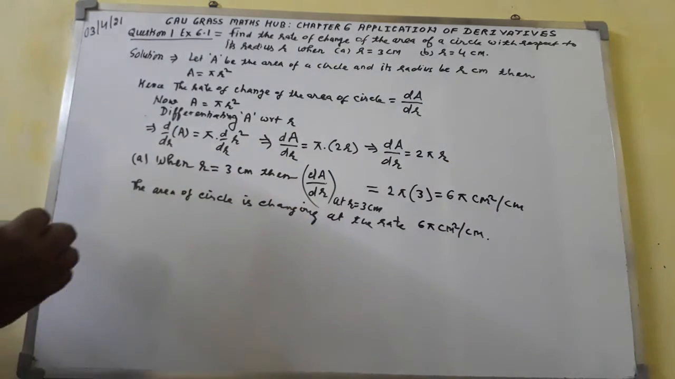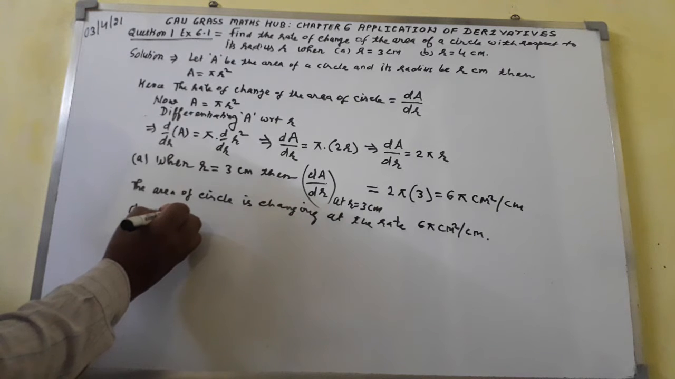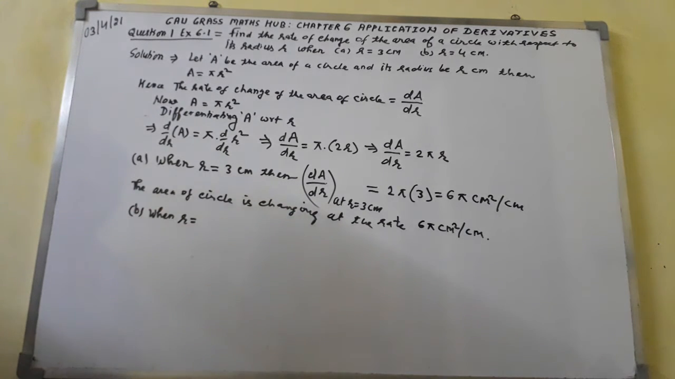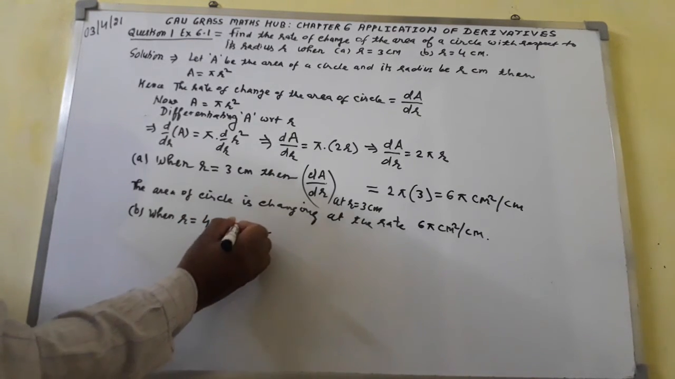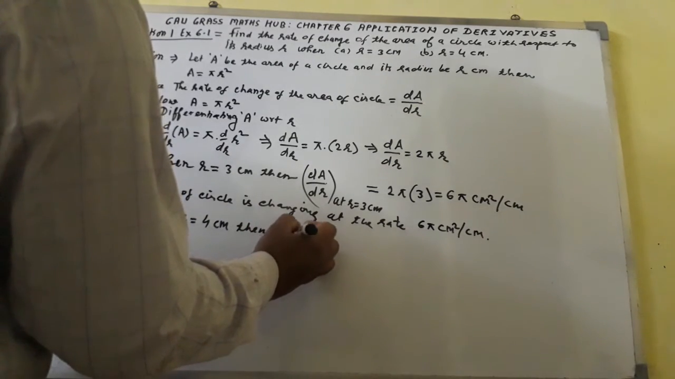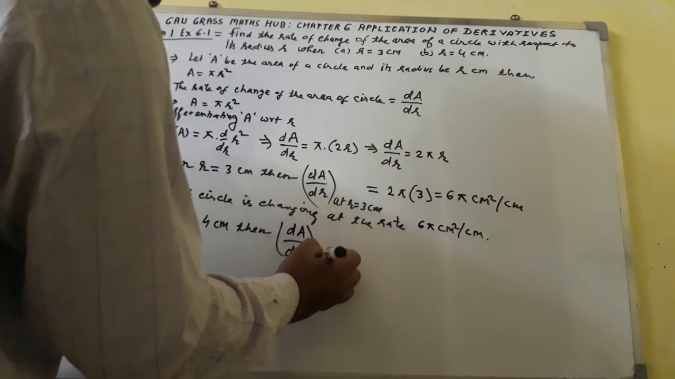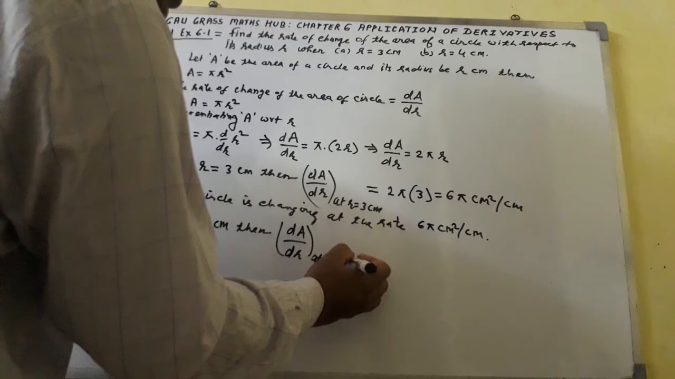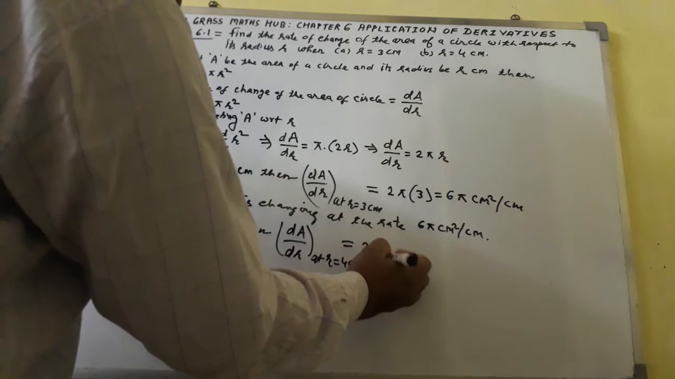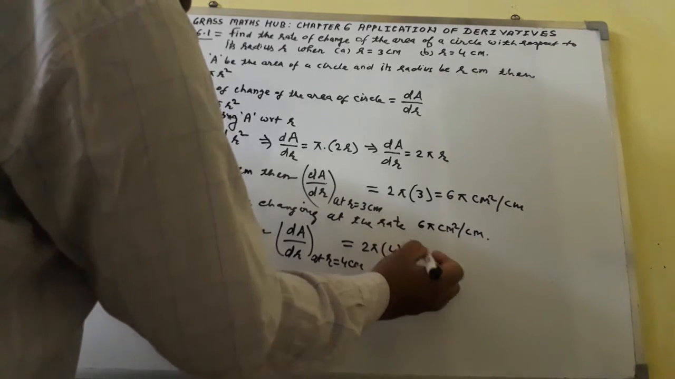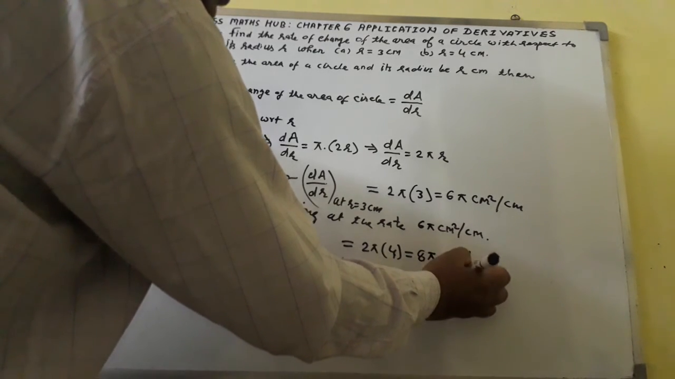Now here I shall write (b). When r equal to 4 centimeter, then dA over dr at r equal to 4 centimeter equal to 2 pi dot 4 equal to 8 pi centimeter square per centimeter.